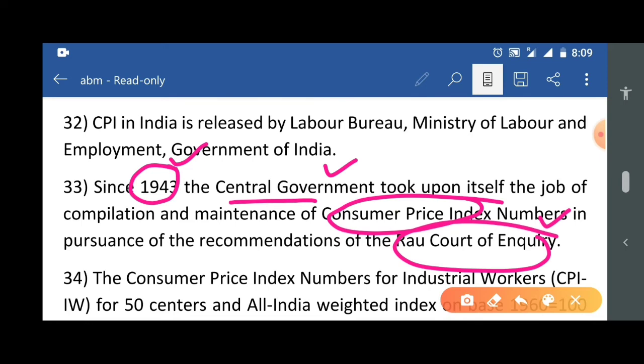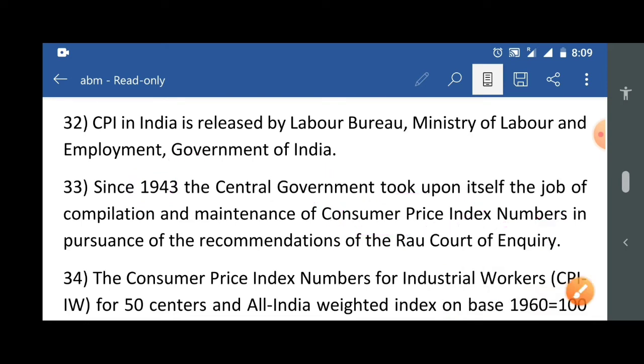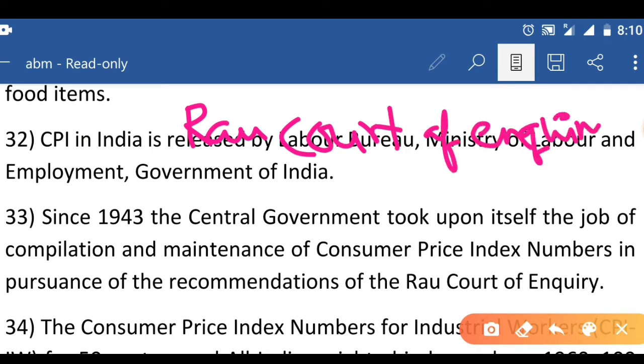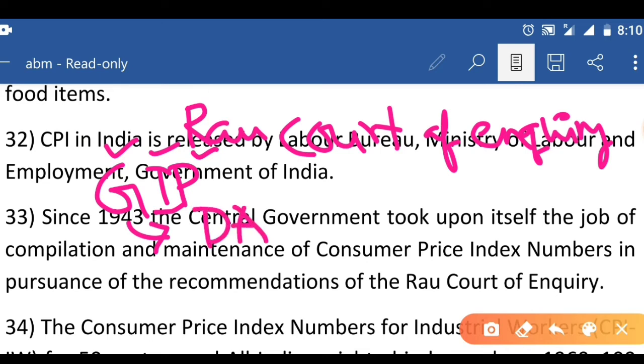Now we will discuss a very interesting topic, the Rao Court of Inquiry. Here in olden days we had GIP. GIP is nothing but the Great Indian Peninsular Railway. So here this Great Indian Peninsular Railway raised a dispute about DA, dearness allowances, and service conditions according to the Trade Disputes Act, 1929.